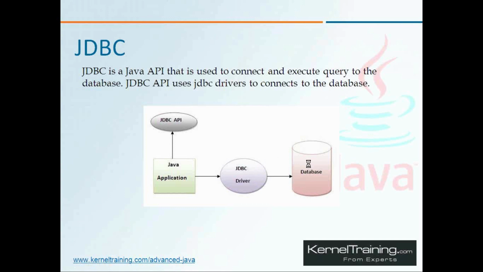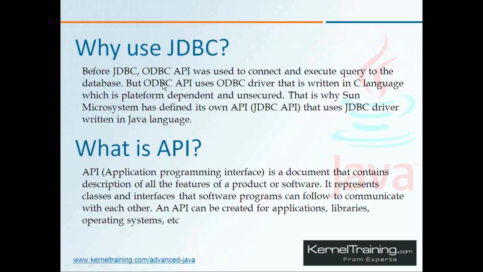Why do we have to use JDBC? A very frequently asked question, because before the existence of JDBC, people used to make connections to a database by using the ODBC API. But the ODBC API is written in C language, and C is a platform dependent language, as well as it is unsecure. That is why Sun Microsystems defined its own API that is called the JDBC API. An API consists of all the library files, which consist of classes, interfaces, methods and all. So using them, we make a connection to the database.